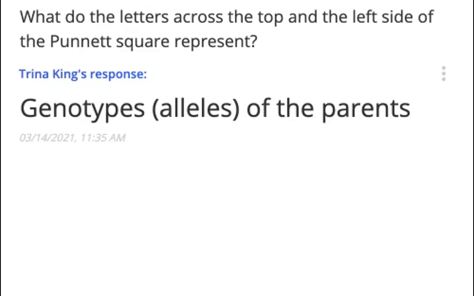Make sure you add of the parents. This is a big deal. This is the parents. The parents are on the top and side. The offspring is on the inside, the boxes. Okay. All right, number 16.